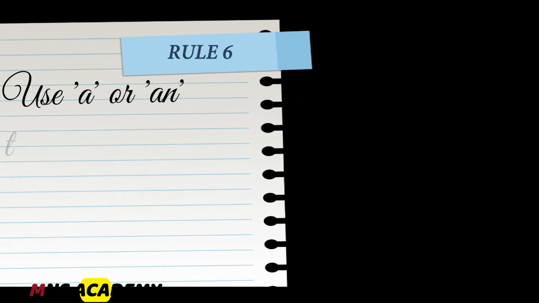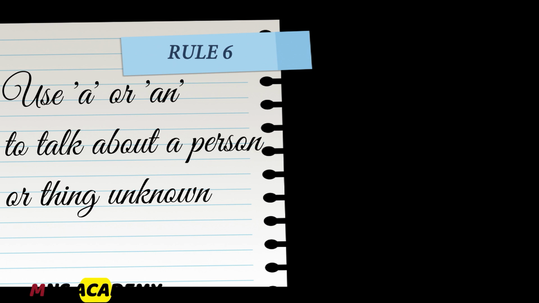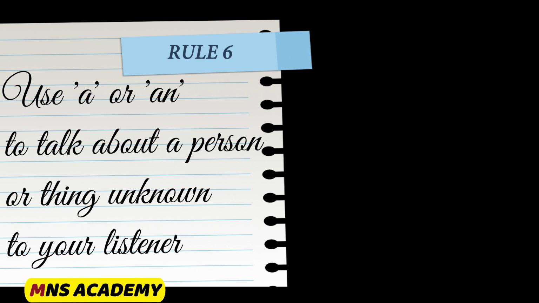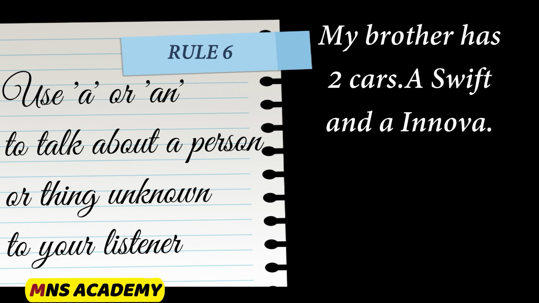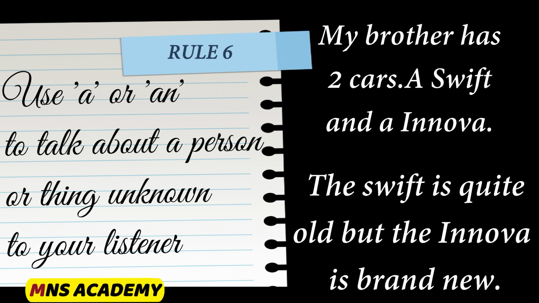Use "a" or "an" to talk about a person or thing unknown to your listener. For example, my brother has 2 cars, a Swift and a Innova. The Swift is quite old, but Innova is brand new. In this example, I said a Swift and a Innova because I am talking about them for the first time before you. So, they are unknown to you. After saying this, I can say the Swift car and the Innova car. Now you can understand which car I am talking about. The Swift and the Innova are my brother's cars.